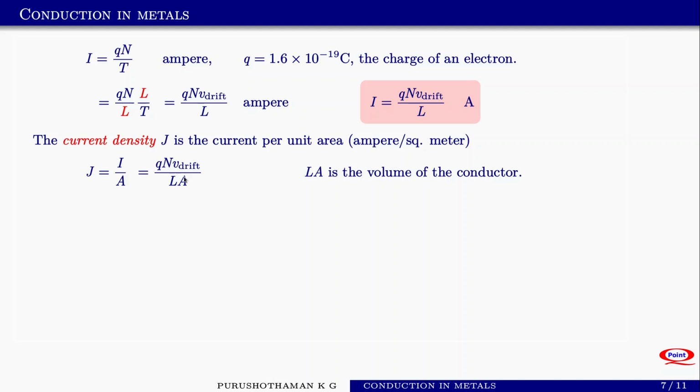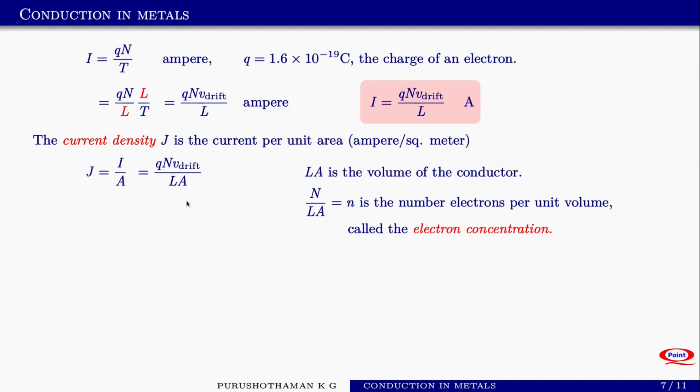Now consider L is the length of the conductor and A is the area of cross section. So L into A is the volume of the conductor. Capital N is the number of electrons uniformly distributed through the material or through the metallic bar. So N divided by volume will be the concentration of electrons. Electron concentration, we designate it as small n. N divided by LA equal to small n is the number of electrons per unit volume, called the electron concentration.